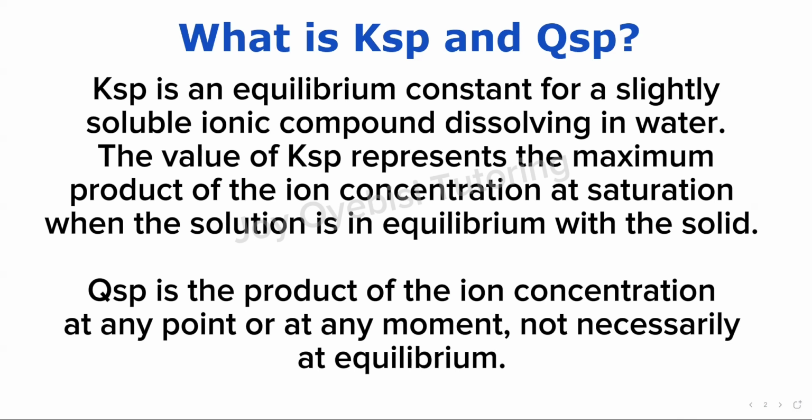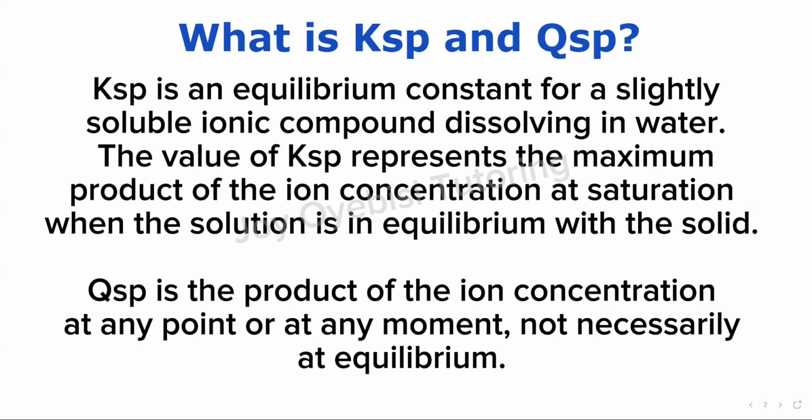KSP is the solubility product constant, and it is an equilibrium constant for a slightly soluble ionic compound dissolving in water. It represents the maximum product of the ion concentration at saturation when the solution is in equilibrium with the solid. So we say the higher the KSP, the more soluble the compound will be.